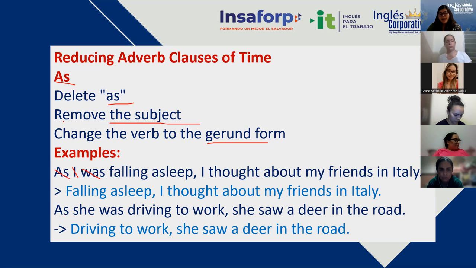Another one. As she was driving to work, igual. Eliminate as, eliminate the subject and the verb to be. Aquí ya no hay verbo que cambiar a gerund. Porque ya está en gerund. ¿Verdad? Entonces ya lo deja así en gerund. Así como está.